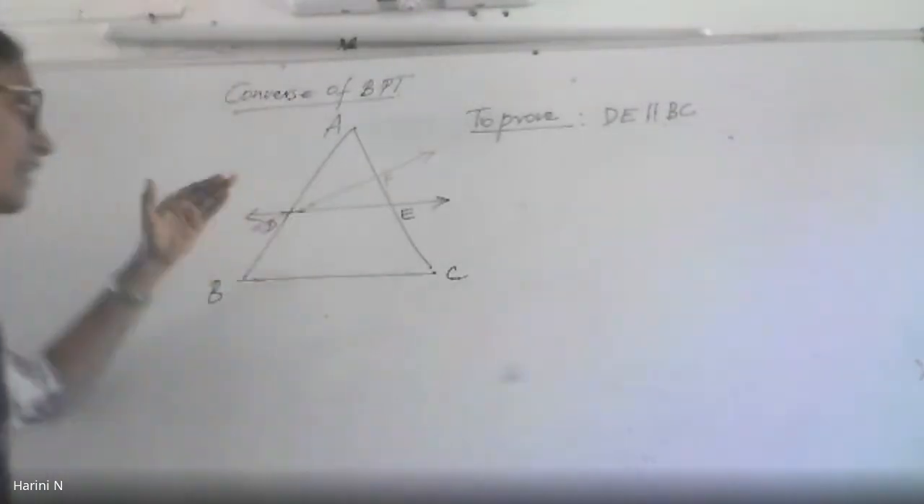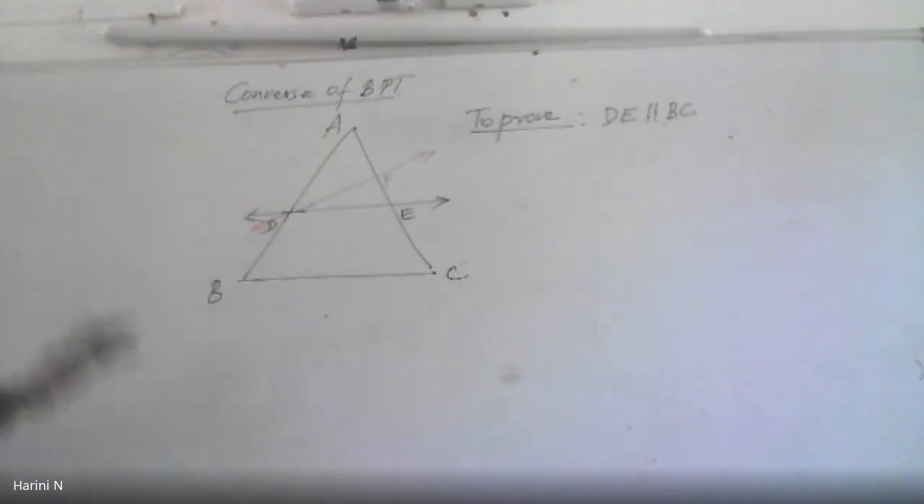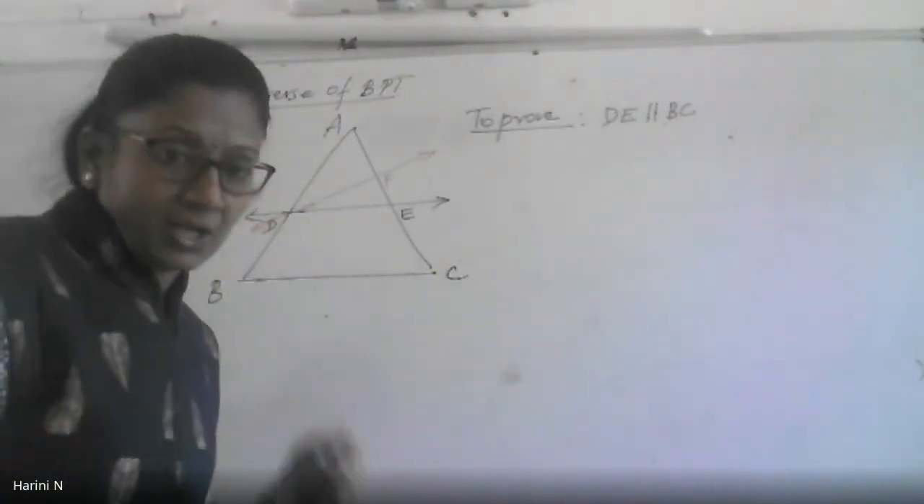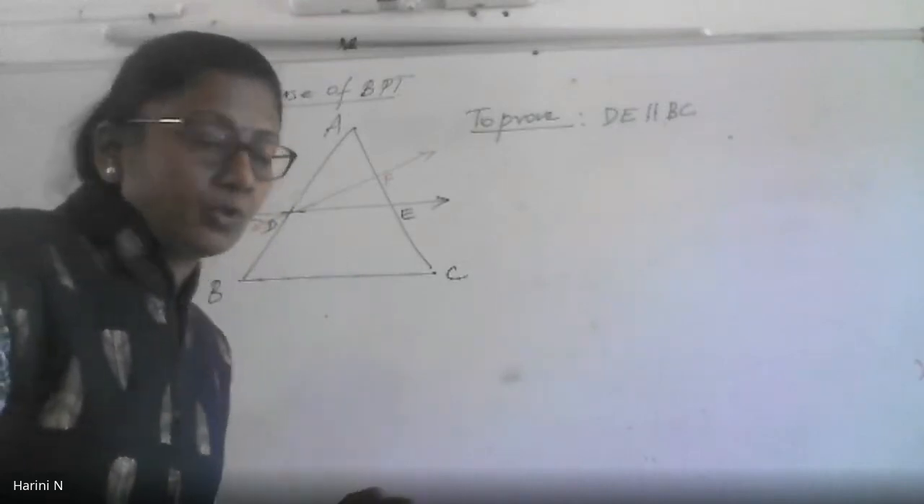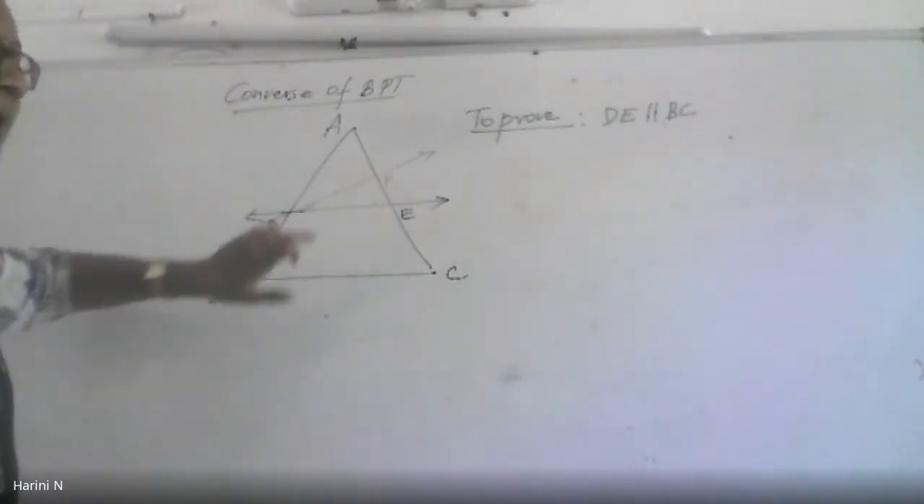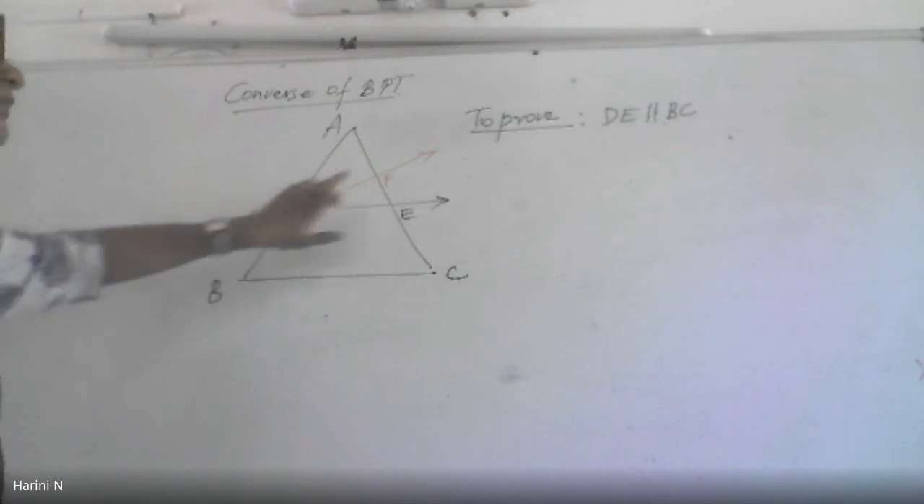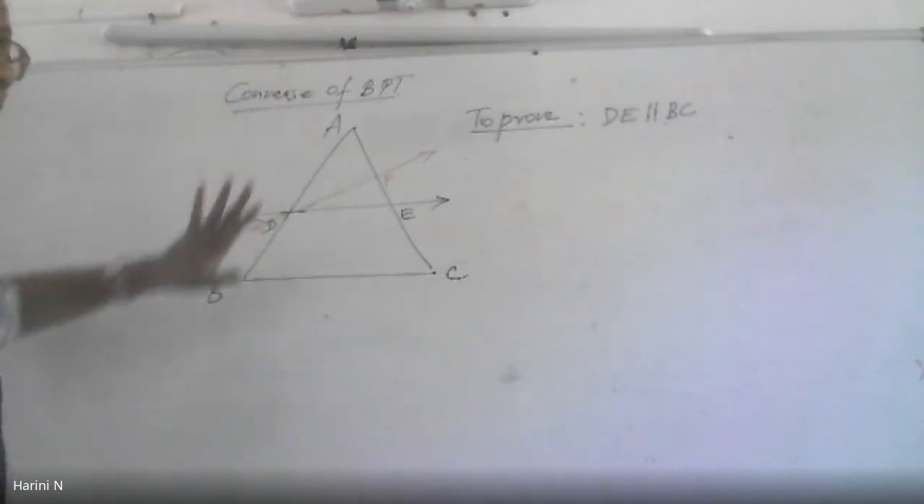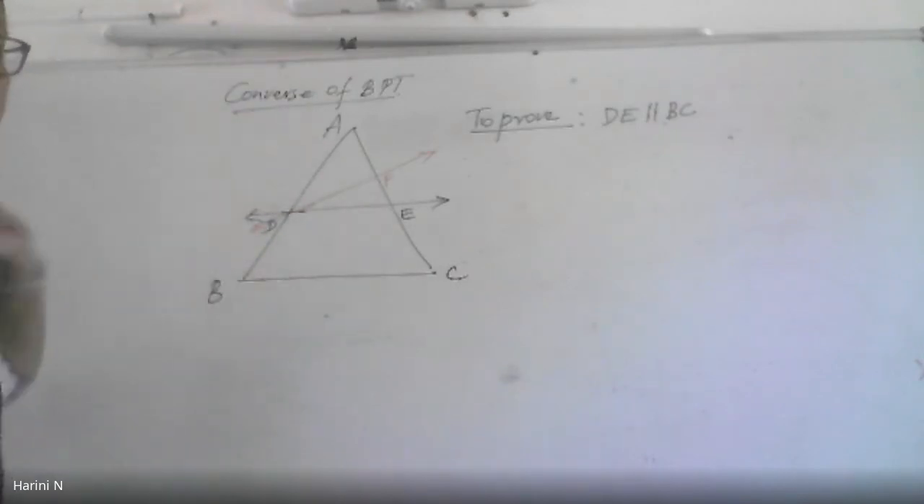So we are assuming a thing which is not true. That is why it is a contradiction. Contradicting means not true. So we are going to assume that DF is parallel to BC. So DF is parallel to BC, and immediately we can apply the basic proportionality theorem on DF and BC.